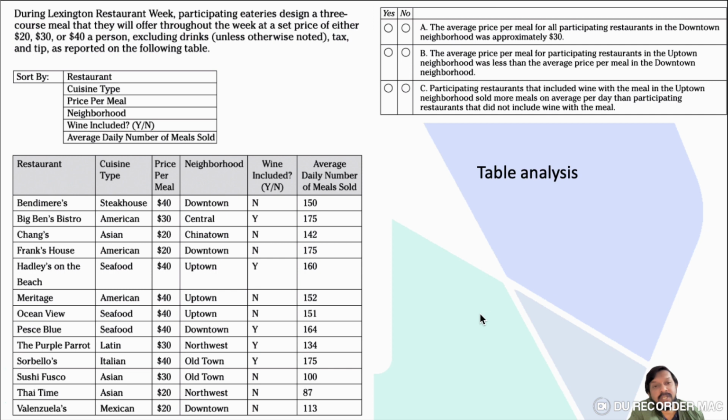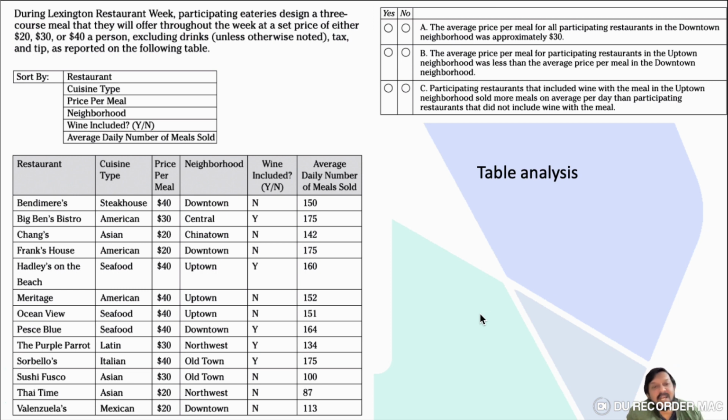This is a typical question that can come in the table analysis in the Data Insights section. As you can see, there is information in tabular form about restaurants, cuisine types, price per meal, etc. There is a lot of data given, and then there is a question which has three parts, three sentences which you are supposed to check whether they are correct or not. If they are correct, you are supposed to mark yes. If they are not correct, you are supposed to mark no. This is how the data looks.